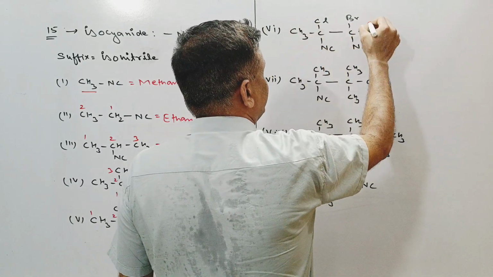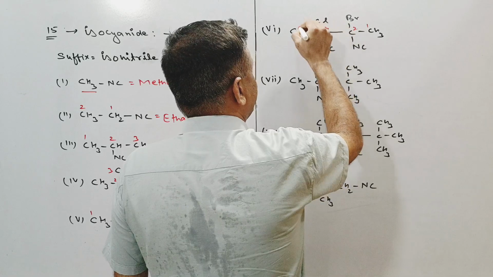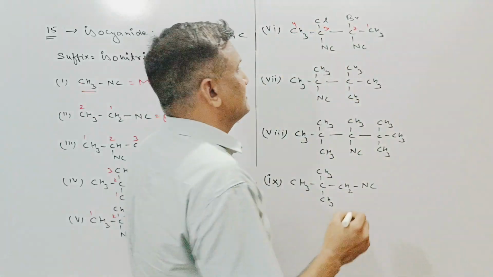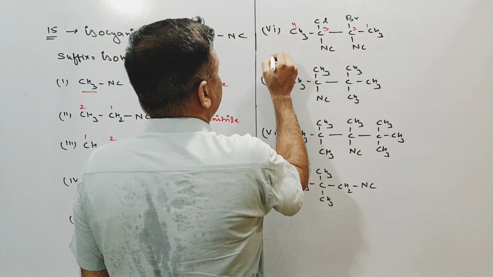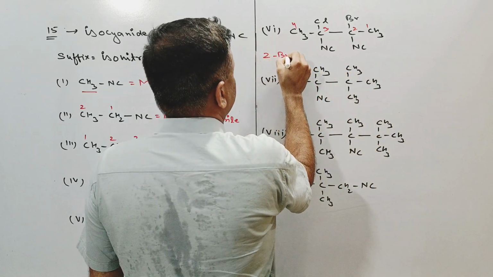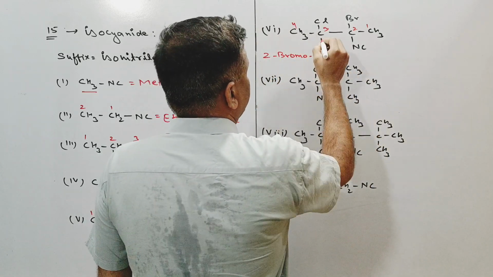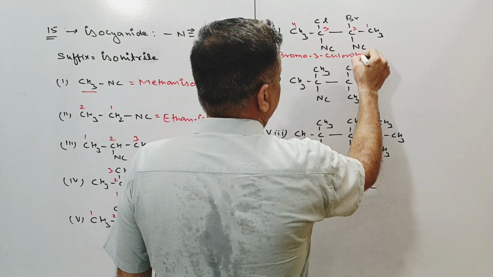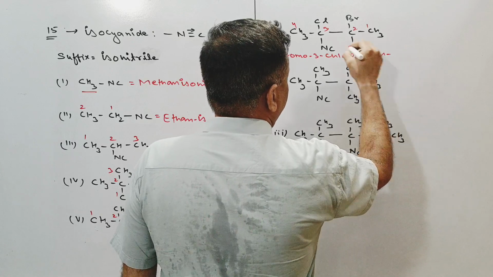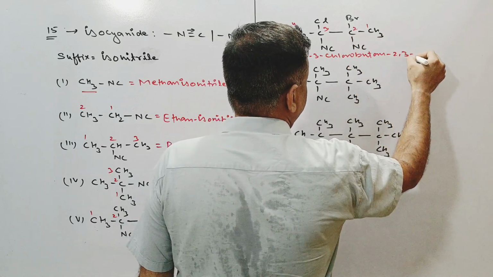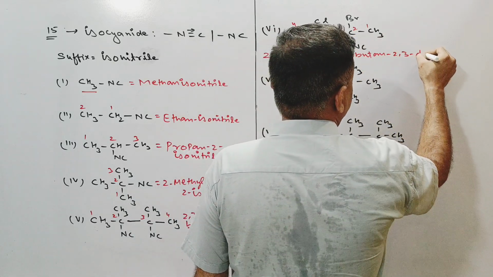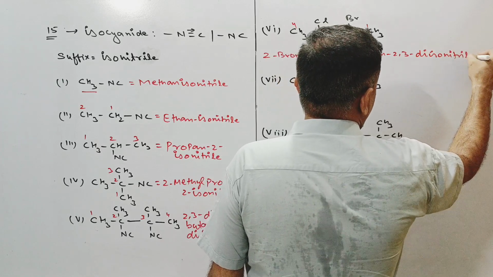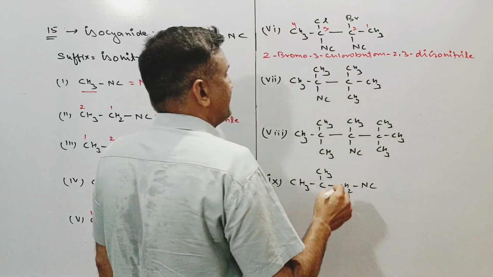If I go further, then the counting chain will be 1, 2, 3, 4, and you will count the chain from the side where the substituent is alphabetically given more priority. So bromo has more priority. So the name of the compound will be 2-bromo, here is the 3-chloro. There are 4 carbons in the chain, so butane. At number 2 position and 3 position there is a functional group, so you will say diisonitrile. Diisonitrile will be the name of the compound.